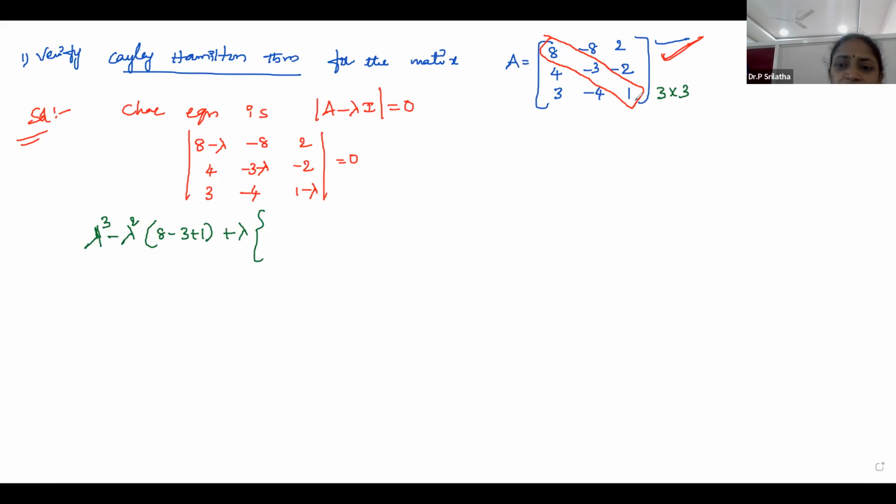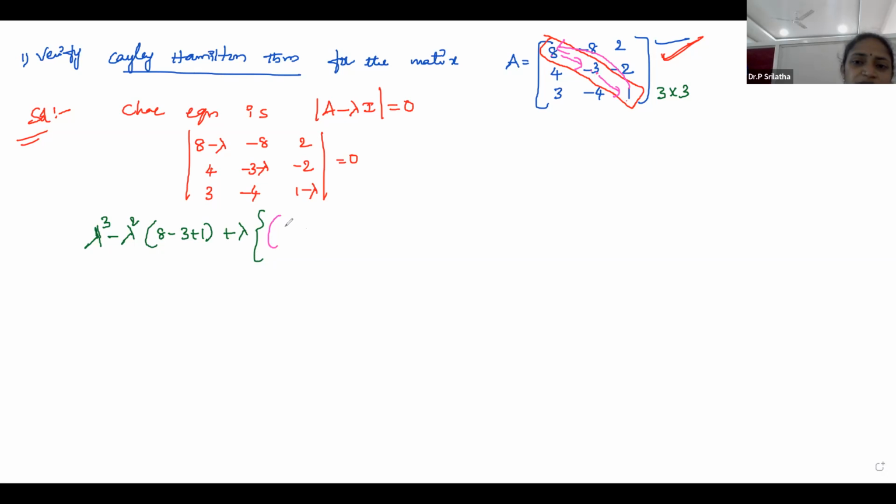diagonal elements minus sum of the product of the non-diagonal elements, right? So here the diagonal elements are 8, minus 3, 1. So 8 into minus 3, minus 3 into 1, and 1 into 8. Is it clear, all of you? Here we need to multiply 8 into minus 3 and minus 3 into 1 and 1 into 8.